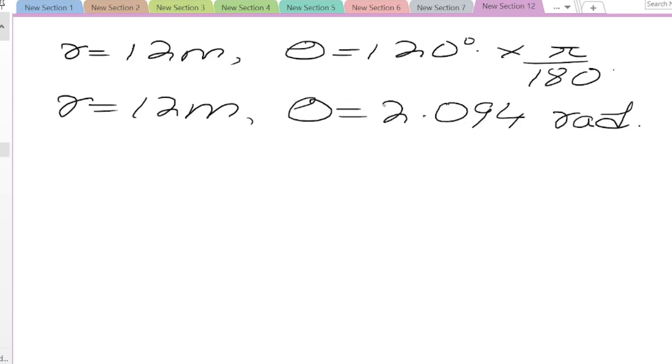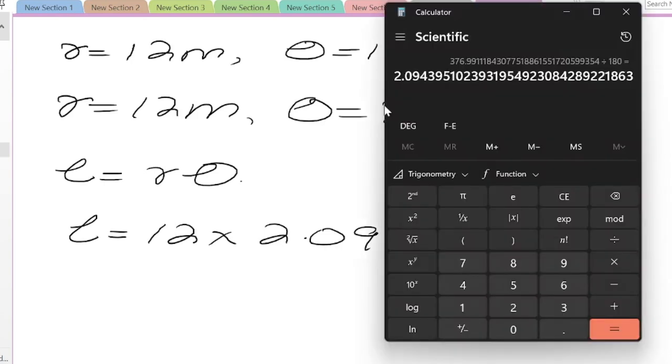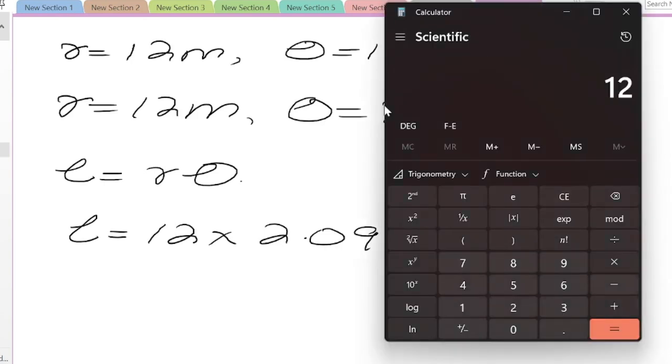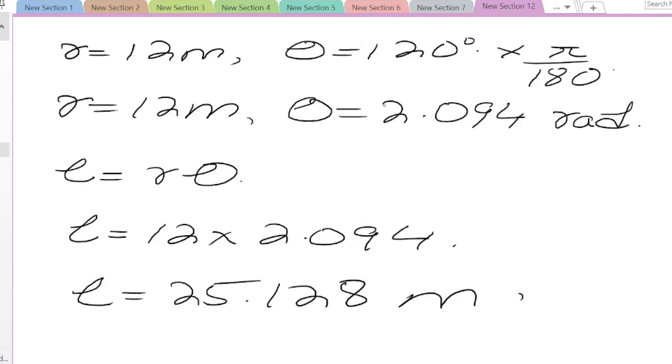So now what are we gonna do? We're gonna find the length, which is equal to r theta. So the length will be equal to 12 multiply 2.094. So let's multiply 12 with 2.094. So that is 25.128. So the length is equal to 25.128 meters. So this will be our answer for the length.